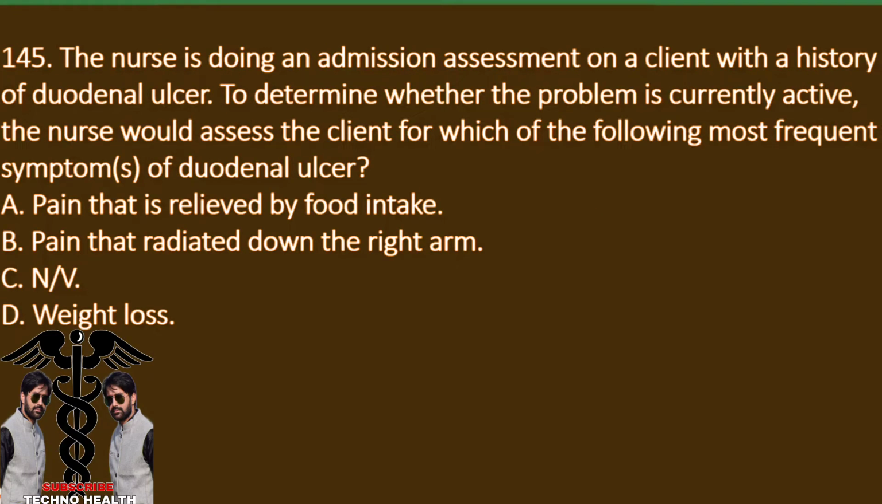Question 145. The nurse is doing an admission assessment on a client with a history of duodenal ulcer. To determine whether the problem is currently active, the nurse would assess the client for which of the following most frequent symptoms of duodenal ulcer? A. Pain that is relieved by food intake. B. Pain that radiates down the right arm. C. N.V. D. Weight loss.